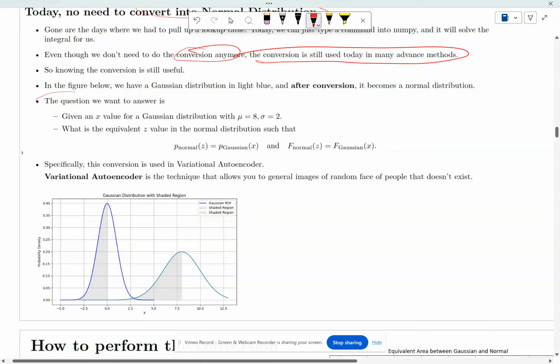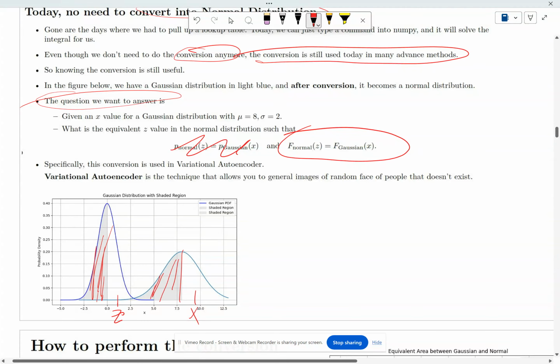The question we want to answer ultimately is, if we're given some x value for a Gaussian distribution with some standard deviation, what is the equivalent z value such that the area would be the same? Okay, so you want the area here to be the same. I wonder if the probability is the same too. Maybe the probability is the same. I forgot. I need to look this up. But anyways, definitely the area.